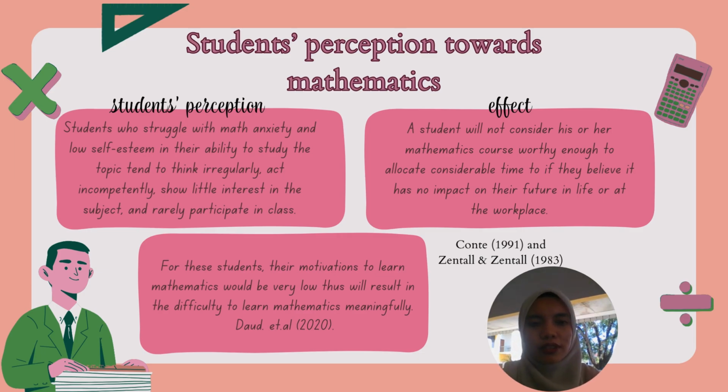The way that students define mathematics and the value they place on its application in daily life appear to influence how they feel about the subject. For the students, their motivation to learn mathematics would be very low. This will result in the difficulty to learn mathematics meaningfully, said Daud in 2020. This is a serious issue and needs to be handled before the situation becomes worse.